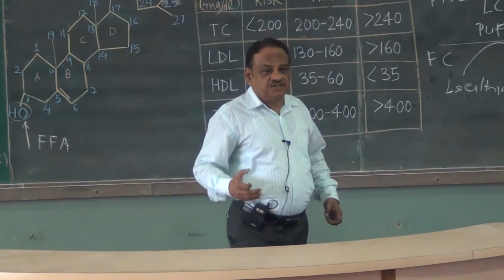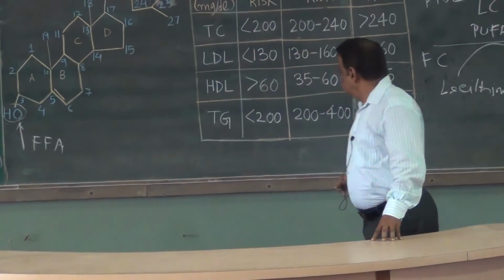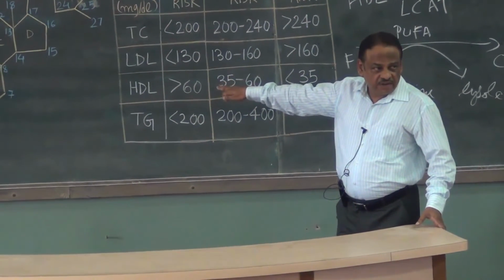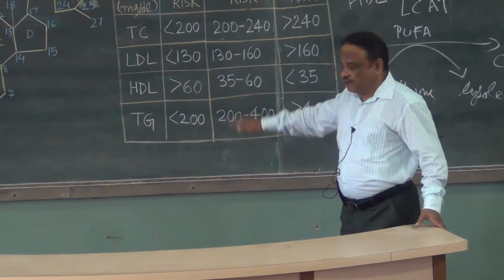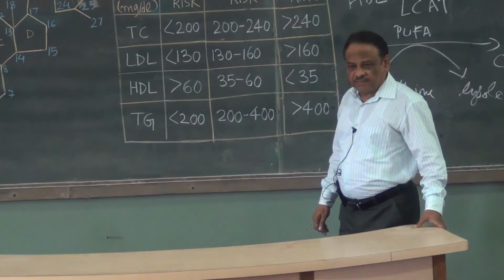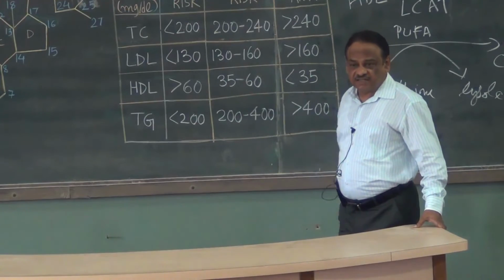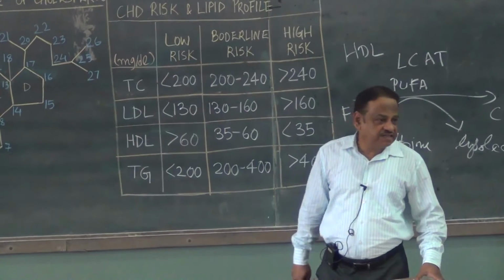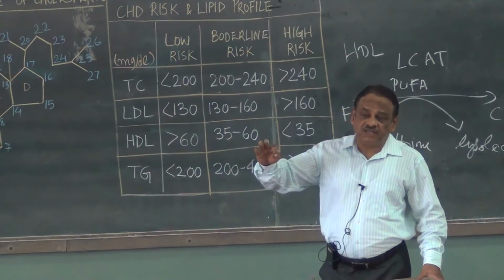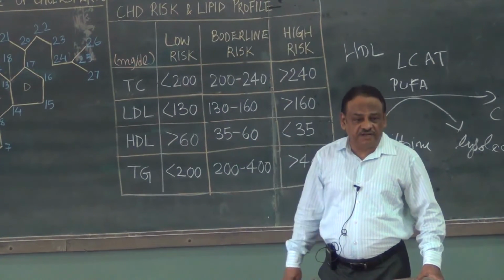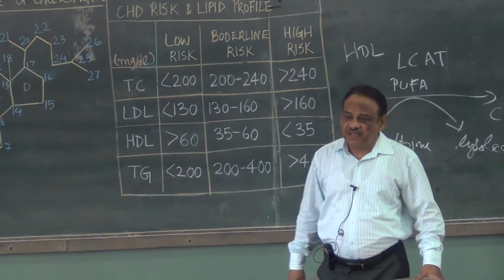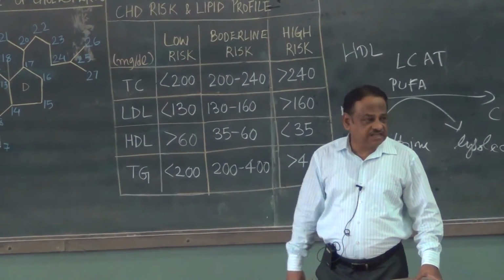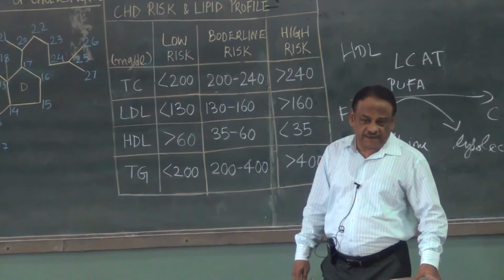So this is a sort of advantage, and not only that, HDL in females is higher. Females have a higher HDL level, so it is also advantageous. Till menopause, this pattern continues. Females have higher HDL, but after menopause, it is the same. The risk is the same.